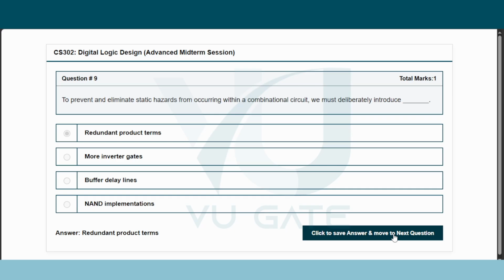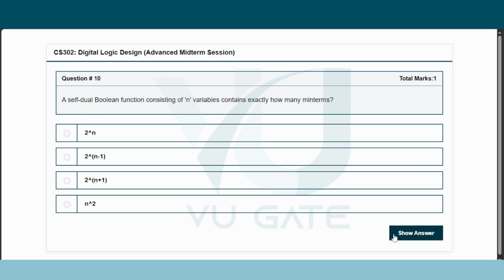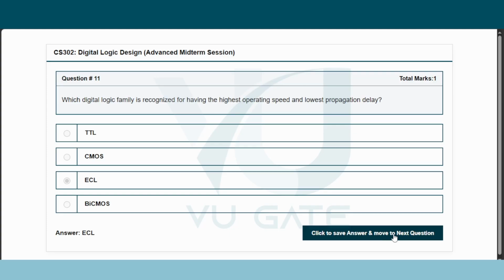Here is question number 10. A self-dual Boolean function consisting of n variables contains exactly how many minterms? The correct answer is 2 raised to the power of n-1. Moving on to question 11. Which digital logic family is recognized for having the highest operating speed and lowest propagation delay? The correct answer is ECL.